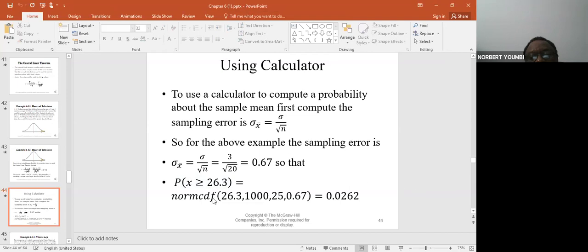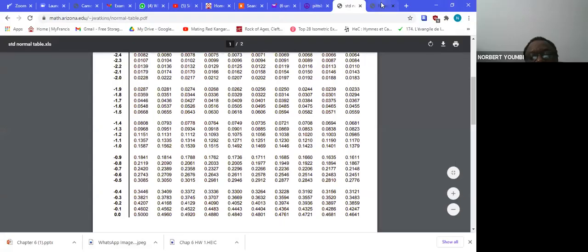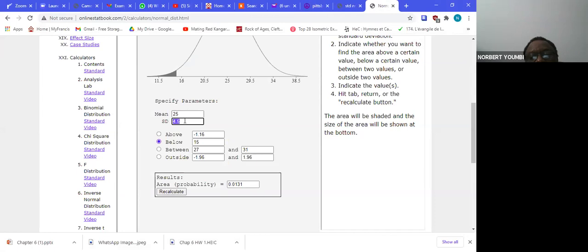You can use the calculator, you can use the Google calculator, and that's what I will use now. The mean is 25. The standard deviation now is 0.67, which is 3 over the square root of 20. I will use the Google calculator for this one. The mean is 25, the standard deviation is 0.67, and we want the score to be above 26.3. So we have the answer 0.0262.